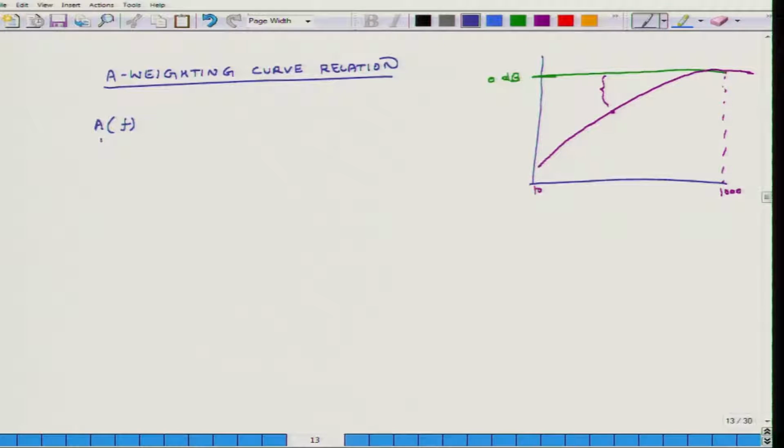So, this is the weight. This is AF, which is the difference from 0 decibels to the purple curve, and this is equal to 2 plus 20 log 10 of a number RA which changes with frequency. So, if we know RA, which is a function of frequency, we can calculate this A weighting function which changes with frequency. And what is the relation for RA?